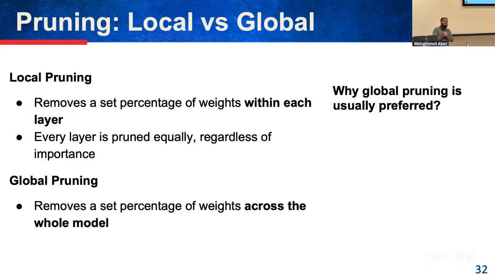Can anyone answer it? Why? What is the problem if you remove a fixed number of weights from each layer?